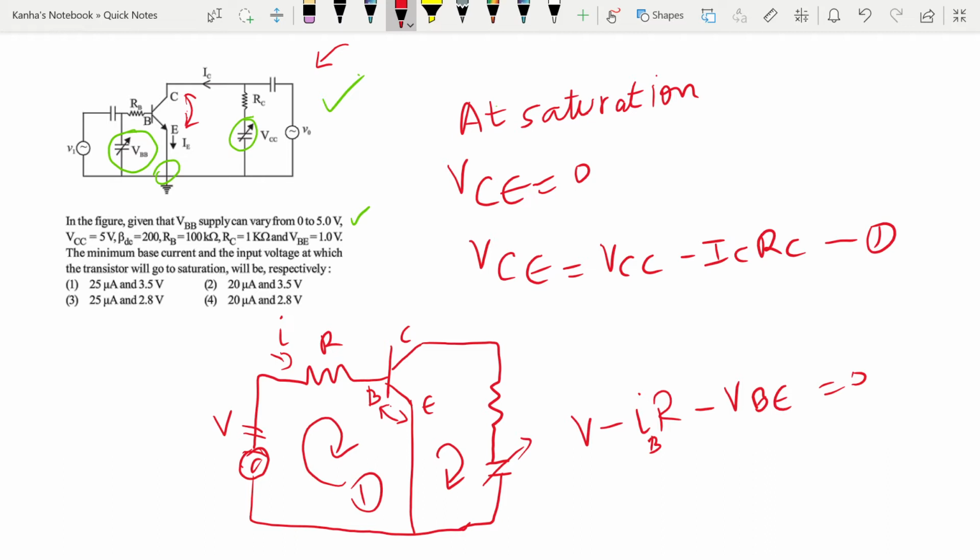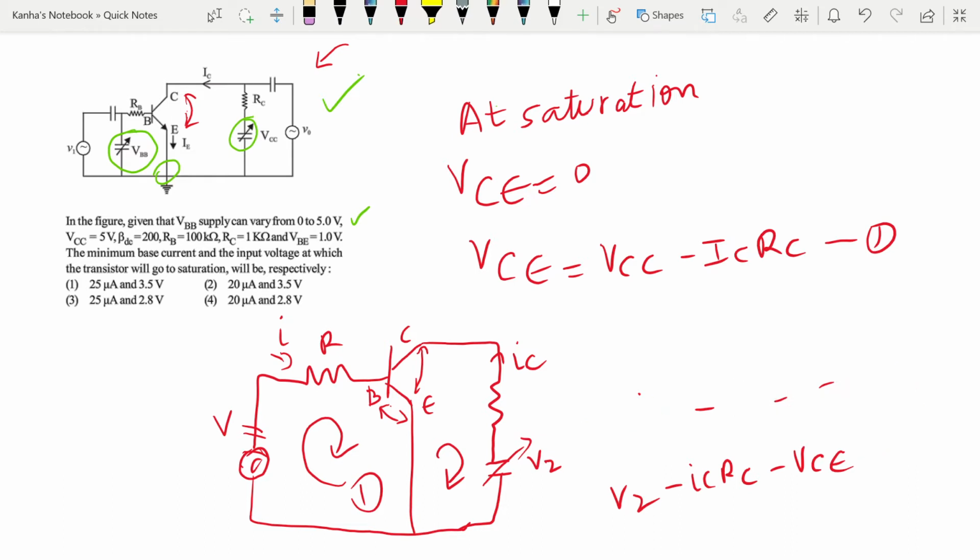Similarly, for the second case, what can I say? In the second loop, let this be V2. Let me just assume current is going in this direction, and if it is in the other direction, the sign will reverse. So I can say V2 minus IC RC minus VCE, because it is jumping from here to here, the net potential drop is equal to 0. So even if you don't remember anything, you just have to apply these two rules and you'll get all the values that you need to solve any question.